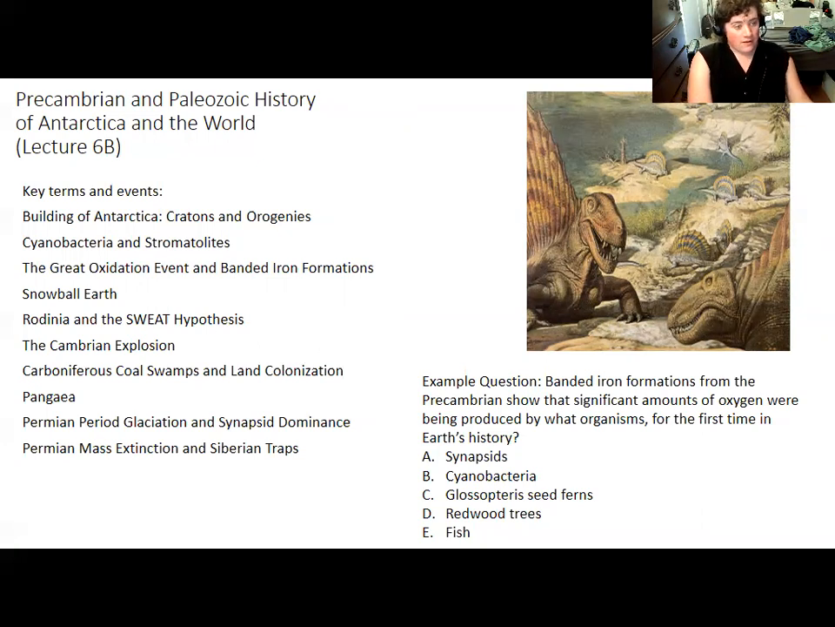So the cyanobacteria led to the Great Oxidation Event, when Earth's atmosphere first began to be oxygenated, and that caused the iron in the ocean to bond with the oxygen and go from being dissolved in the water to forming a solid and settling out of the water, or precipitating. And that made the banded iron formations, where you would have rust-colored ocean sediments from the iron falling out of the water.